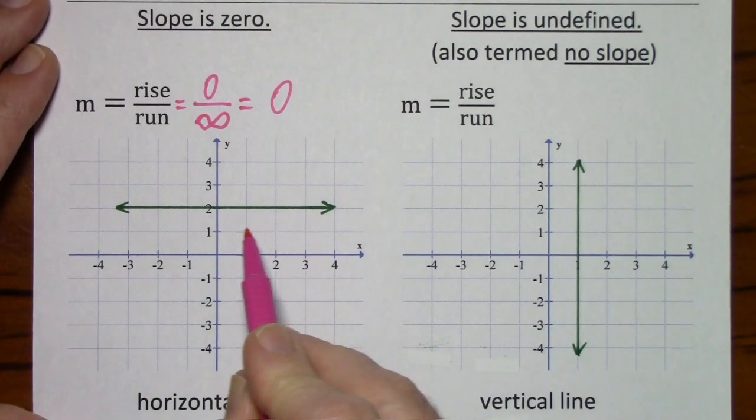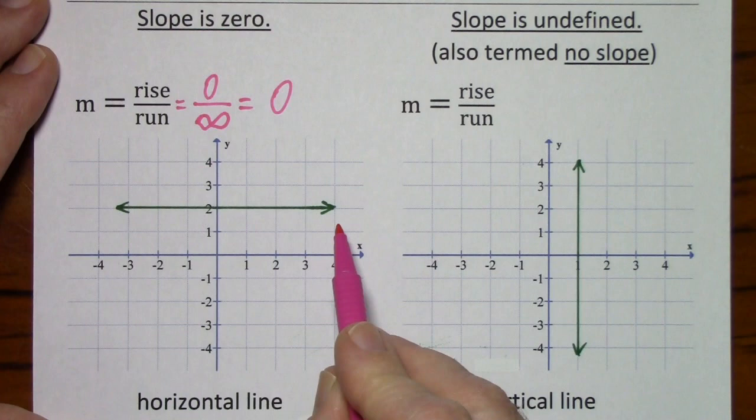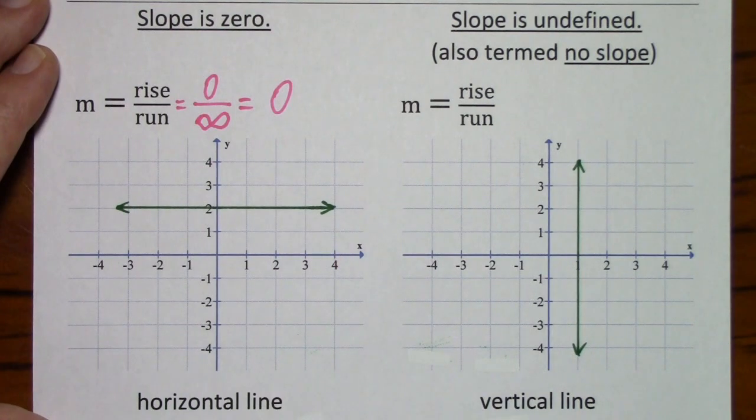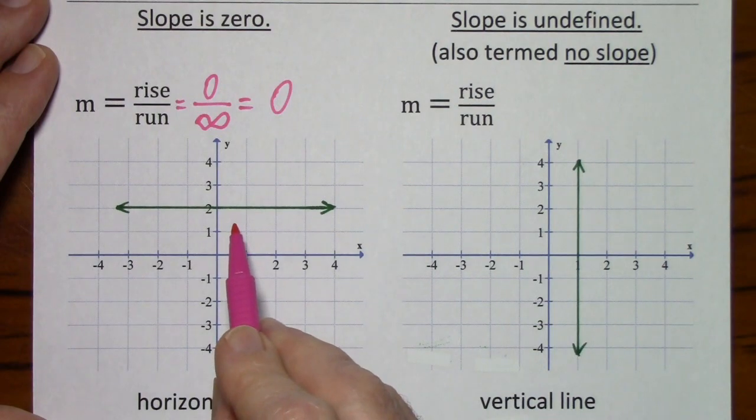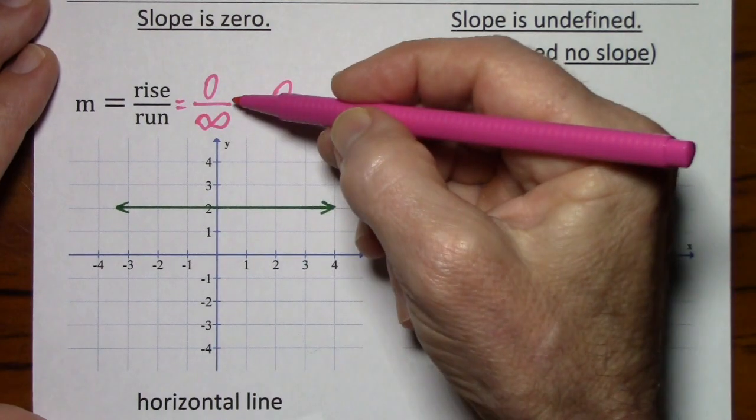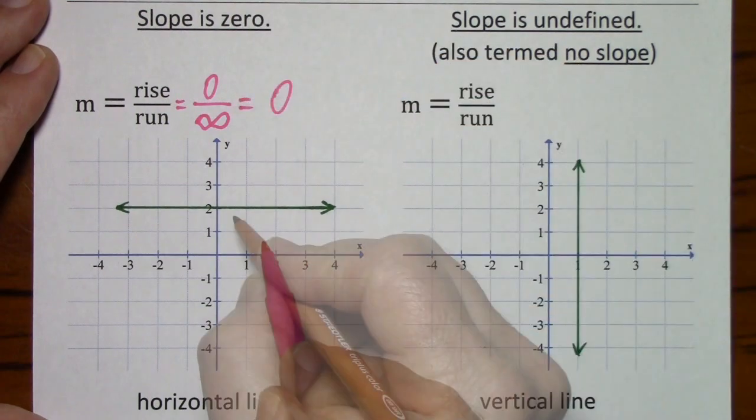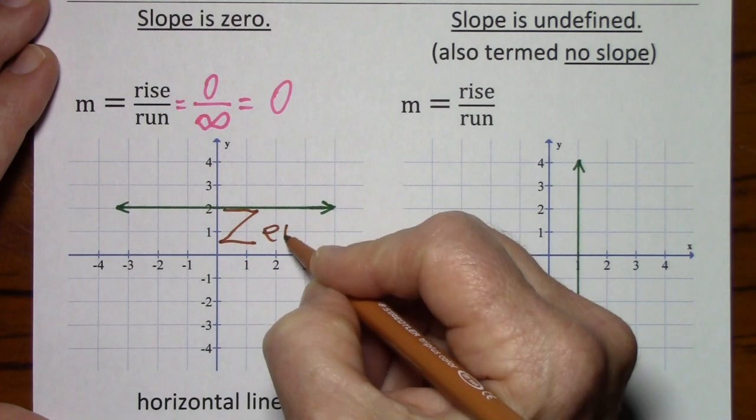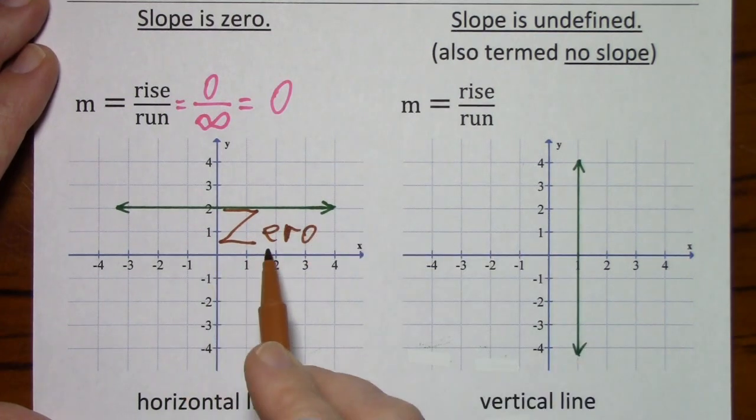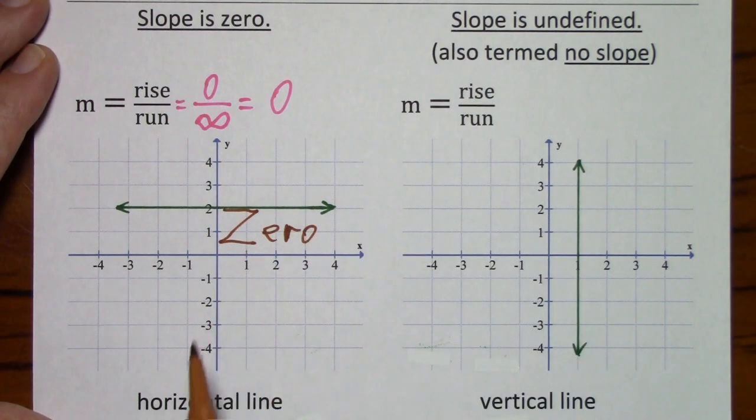One way to remember this is a horizontal line is that it matches the horizon. And to remember that a horizontal line has a slope of 0, it's helpful if you understand the logic. But notice that the word 0 sits against that very nicely.